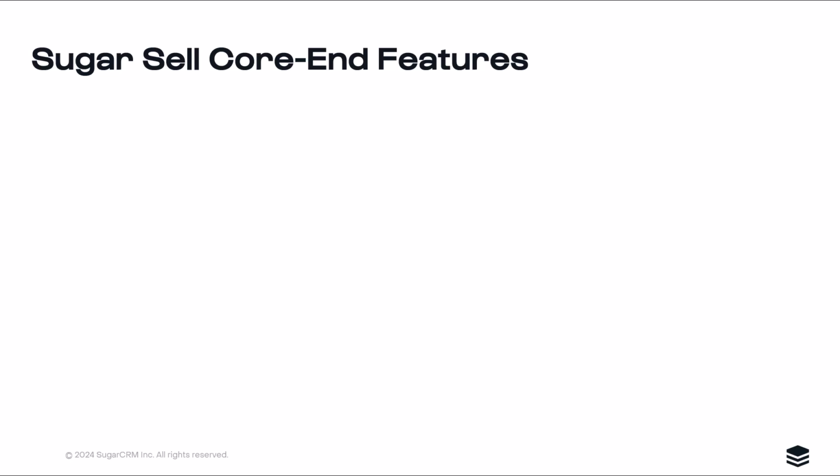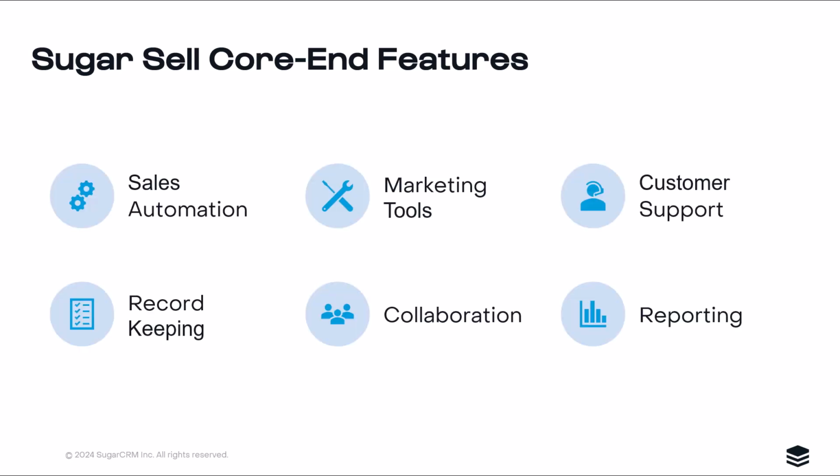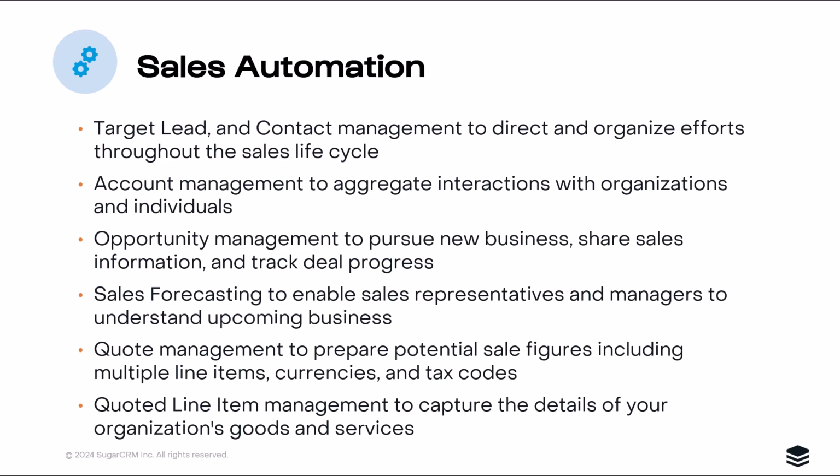Now, let's dive into the core end-user features available in SugarSell, designed to enhance productivity across sales, marketing, customer support, and more. In SugarSell, these features span 6 key areas: sales automation, marketing tools, customer support, record keeping, collaboration, and reporting. Sales automation helps sales teams efficiently manage the entire sales cycle.